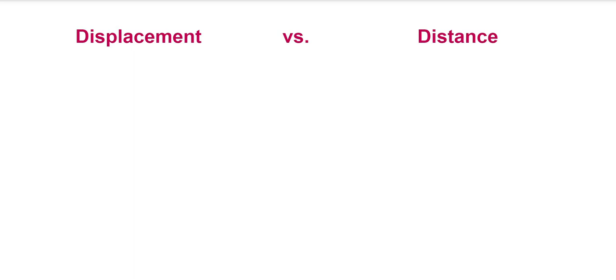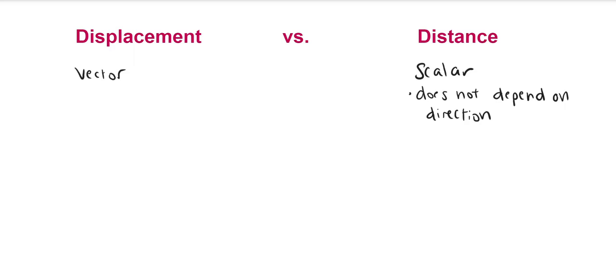One of the first things you're going to run into in a physics class that can be mildly confusing is the differences between distance and displacement. So distance is a scalar quantity, so it doesn't depend on direction, while displacement is a vector, and it has a direction, and it can be negative.